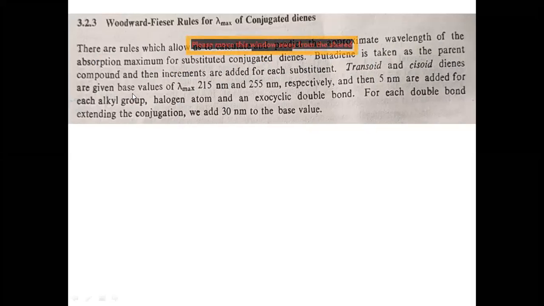They have been assigned the base values of 215 and 255 nm respectively, and then 5 nm is added for each alkyl group, halogen atom and exocyclic double bond. For each double bond extending conjugation, we add 30 nm to the base value. These are the theoretical things. There are two types of dienes we have explained.